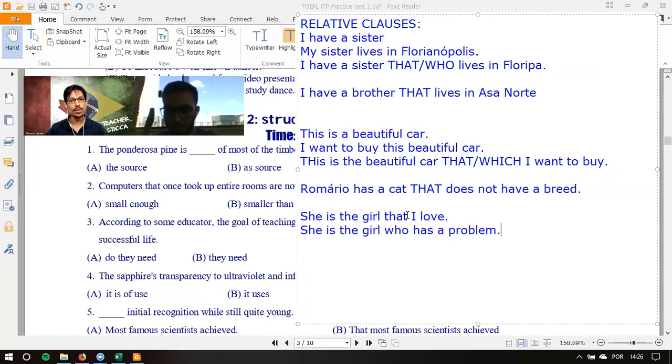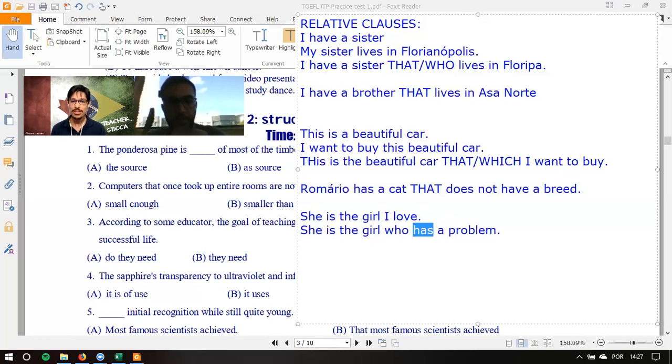In this situation here, Romário, the word after the relative clause is not a verb. So in English, we can simply take it away. She's the girl I love. Now this one here, you have has after who, and has is a verb. So in this situation here, Romário, we cannot delete this verb here. It has to be there. It must be there. Okay?